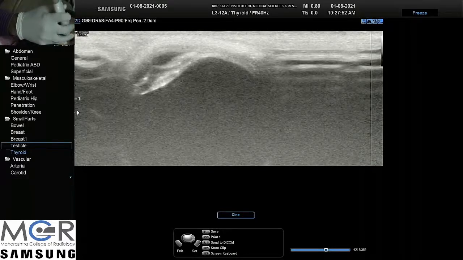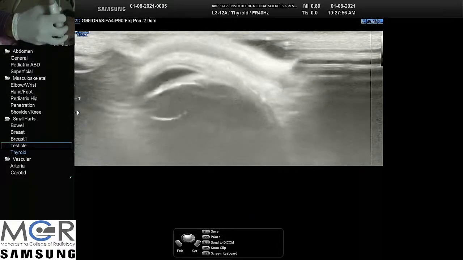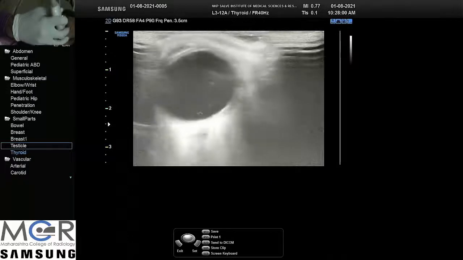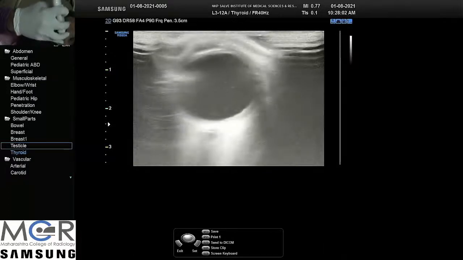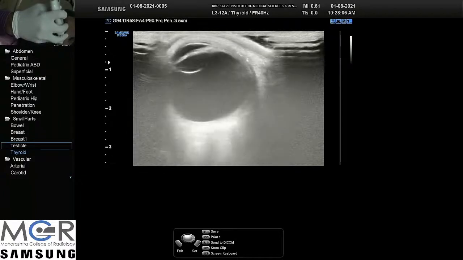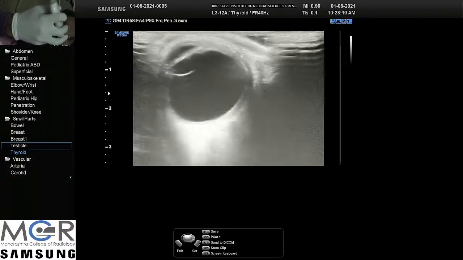So he has a history of injury on the right side. So we'll just see the left eye first. Try to see the anterior segment, lens, and the posterior segment.